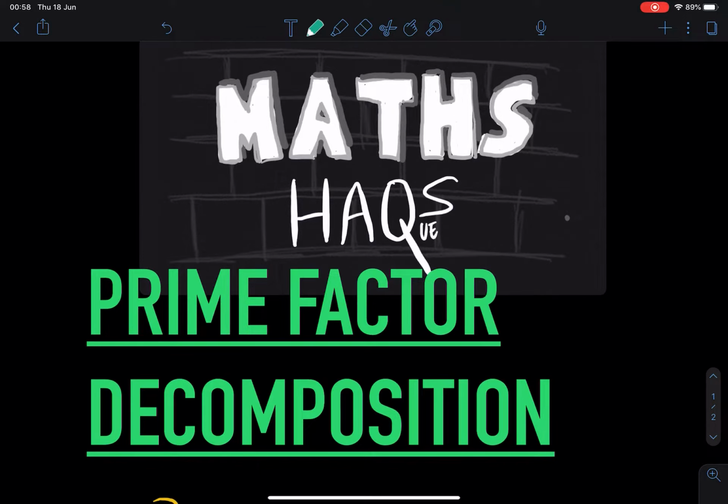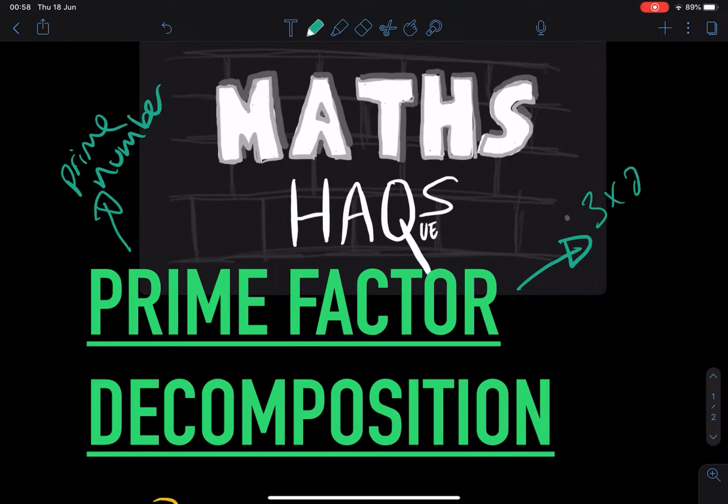Alright, so we're going to do a quick episode on prime factor decomposition, also known as finding the product of its primes. So what does this mean? If we were just to break this down, prime refers to a prime number, a factor refers to if you multiply a number to get a multiple.